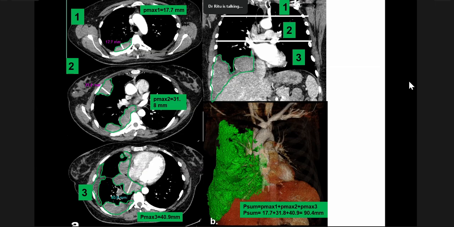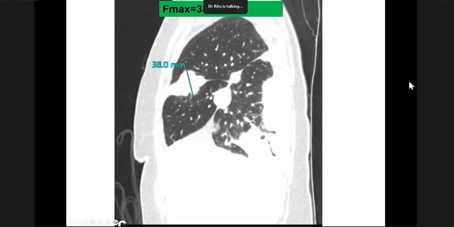If it is less than 12 millimeters and there is tumor in the fissure, as is seen in this case, then that would be a T1. We measure the fissure on the lateral or the sagittal view, and you measure the maximum thickness, whichever is the area of maximum thickness, and use that as Fmax, or fissural involvement. Anytime the fissure is measuring more than 5 millimeters, it is considered involved.